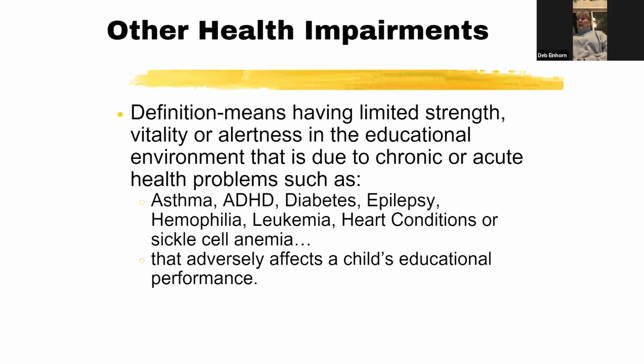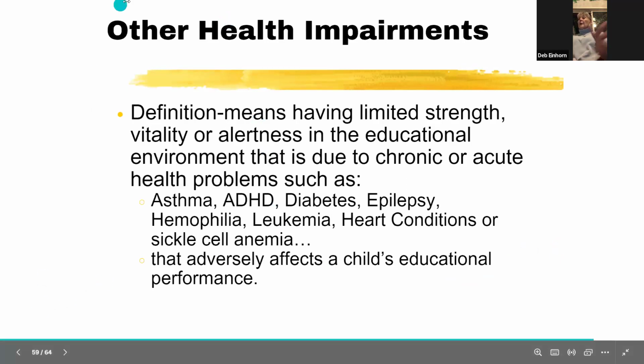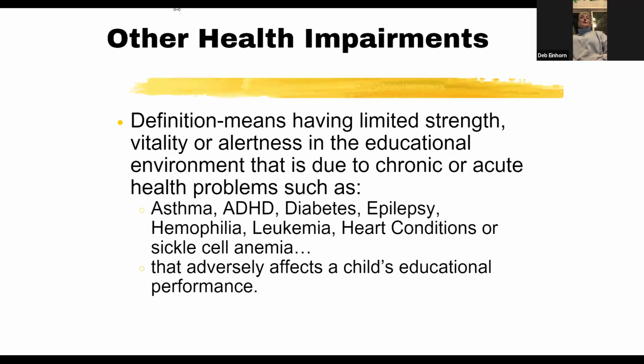And then the last eligibility category is other health impairment, which includes things like asthma, ADHD. Sometimes ADHD is considered an emotional disability. Sometimes, in its milder forms, it's considered just to be other health impairment. Kids with diabetes, epilepsy, hemophilia, leukemia, cancer, other medical conditions that might affect a child's educational performance and don't fit into any of those other categories might get services under other health impairments.